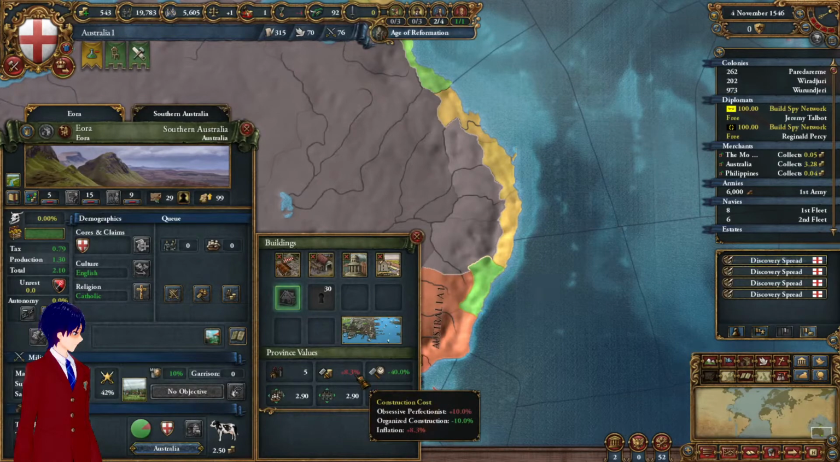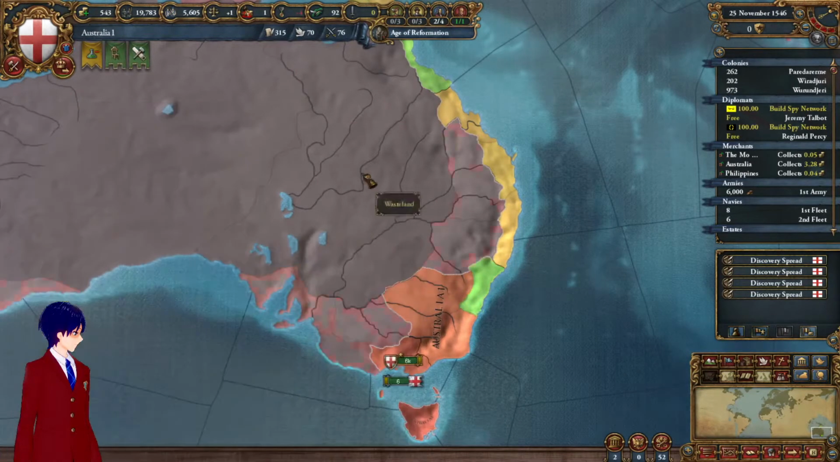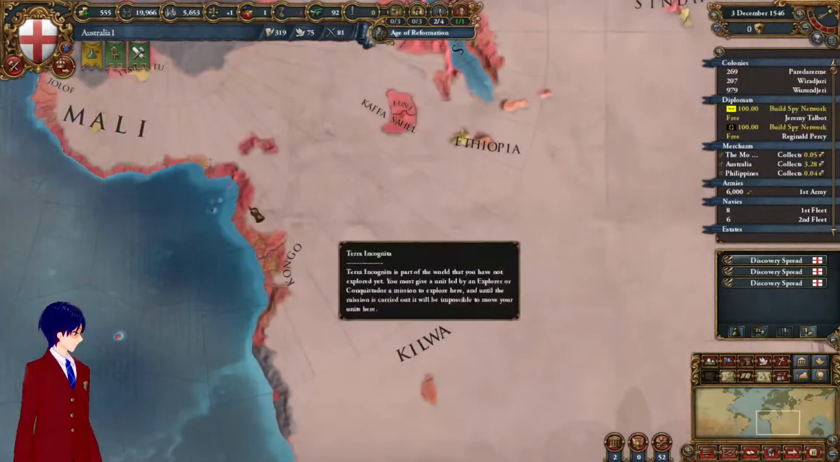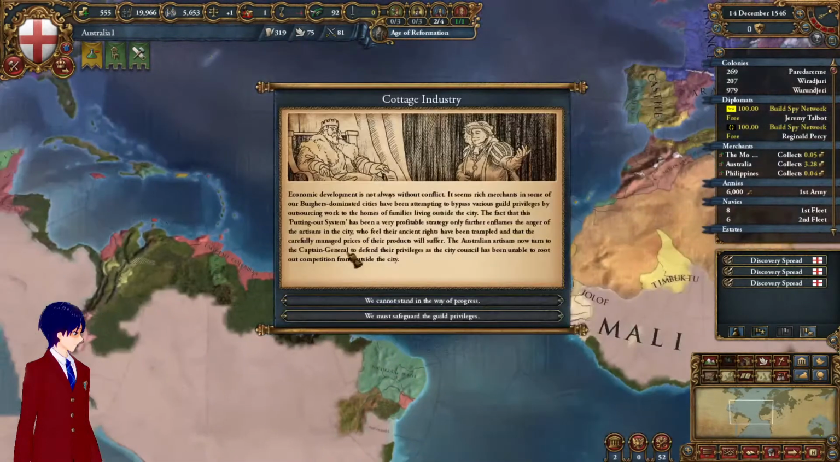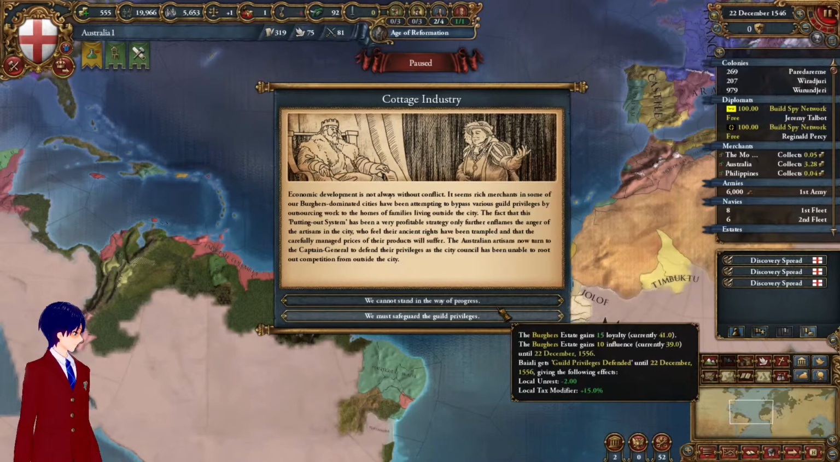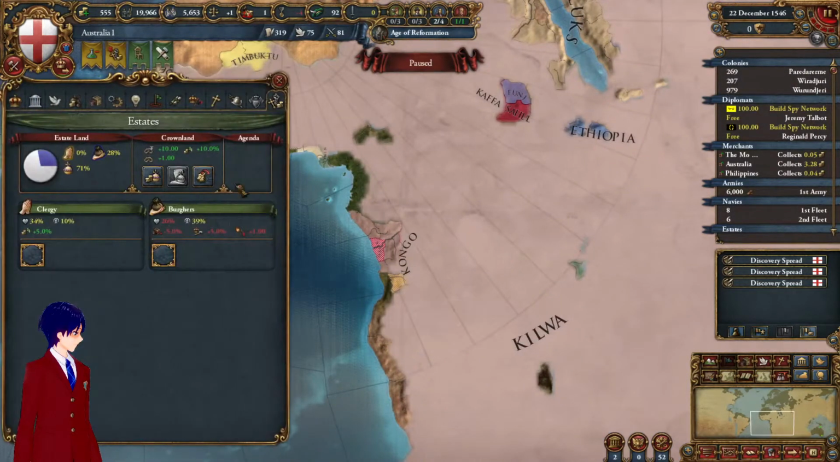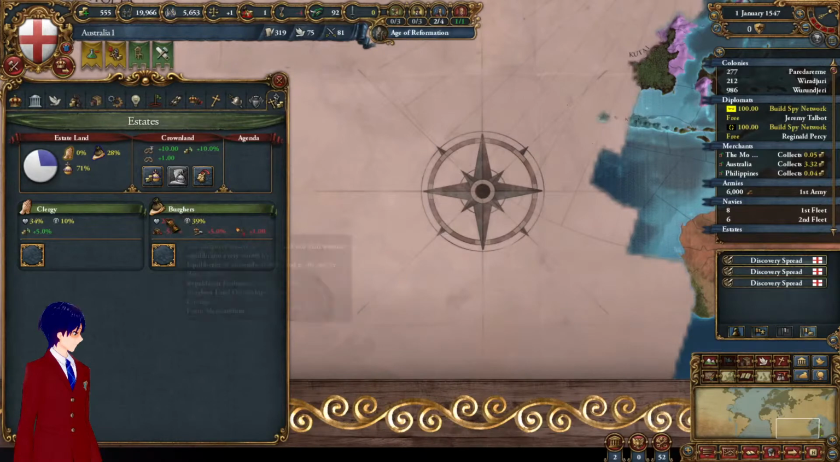Let's see, what is that? Construction cost. Good. Good. Good. Excellent. Excellent. Cottage industry. Conflicted city. Extra development is always good. We have disloyal burgers. That means development cost. That's okay. They'll come around.